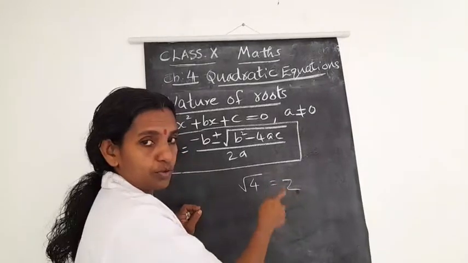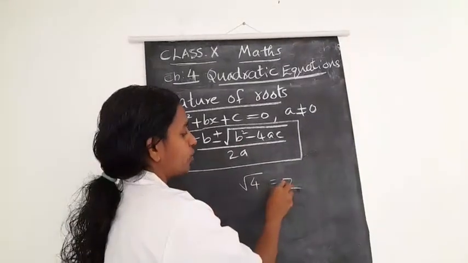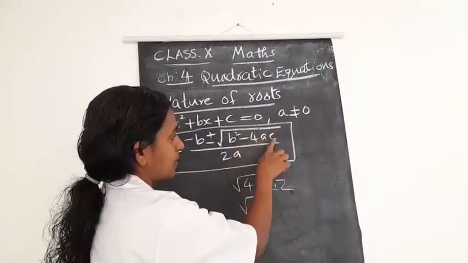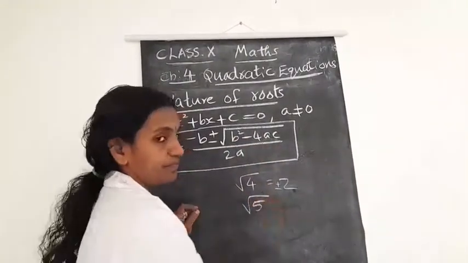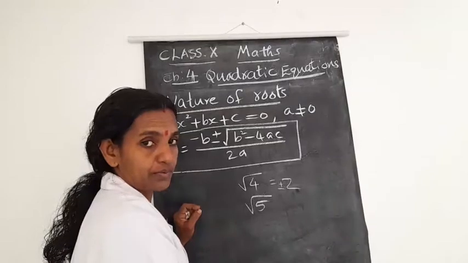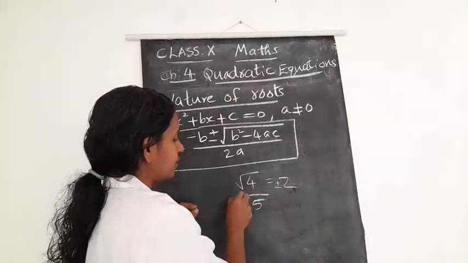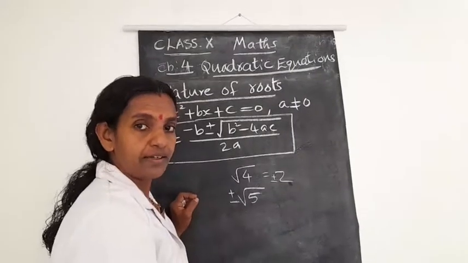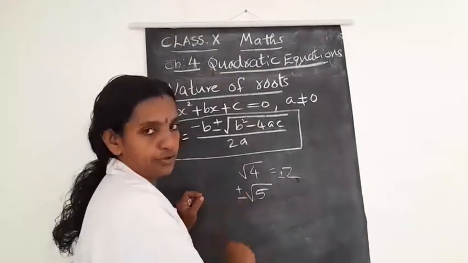We can apply both plus 2 or minus 2, so plus or minus 2, 2 values you will get. Suppose the number in that square root symbol is 5. Here also we can select the values plus root 5 and minus root 5, positive root 5 and negative root 5. So 2 values you can find.